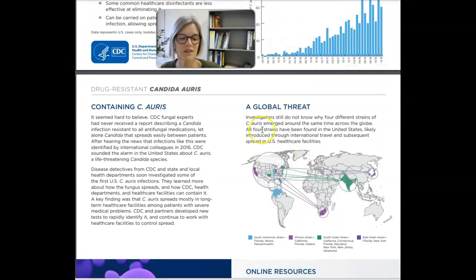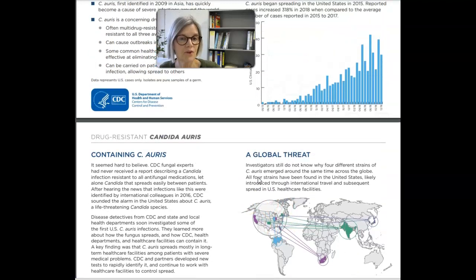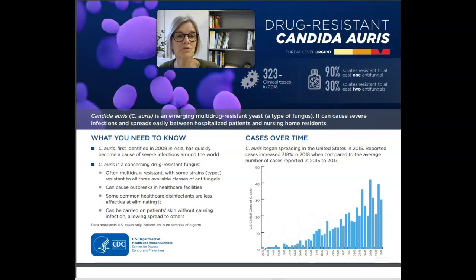It's kind of interesting. The section here says, the investigators still do not know why 4 different strains of Candida auris emerged around the same time across the globe. So what's happened is in different parts of the world, these new strains, these drug-resistant strains evolved, and they've all shown up in the U.S. So fortunately, the numbers are relatively low.